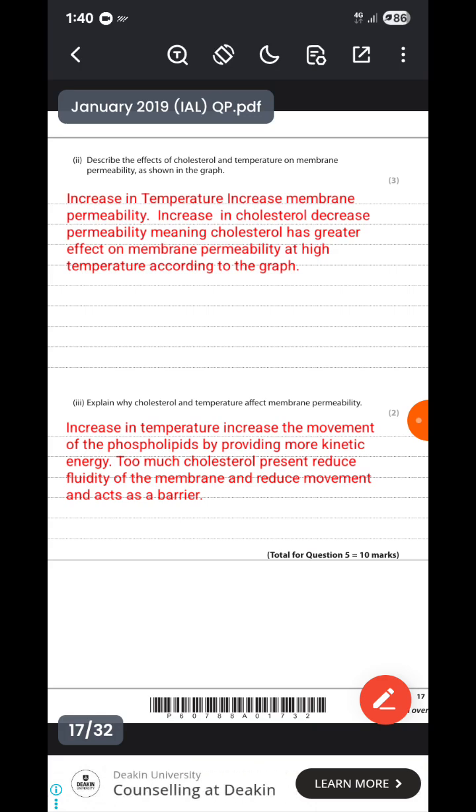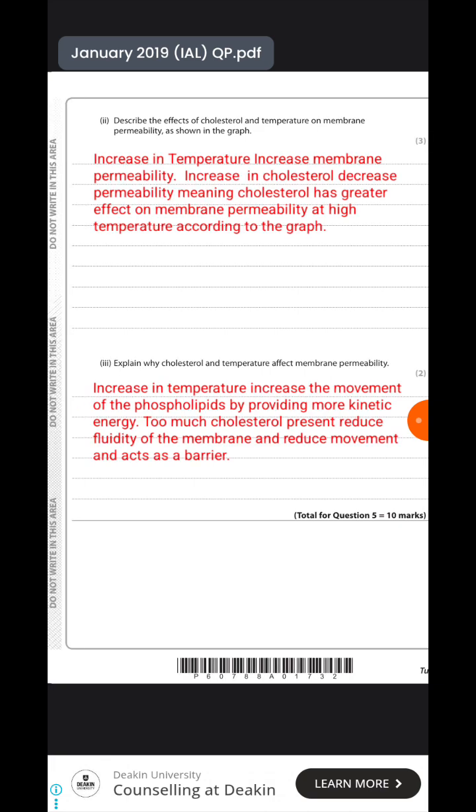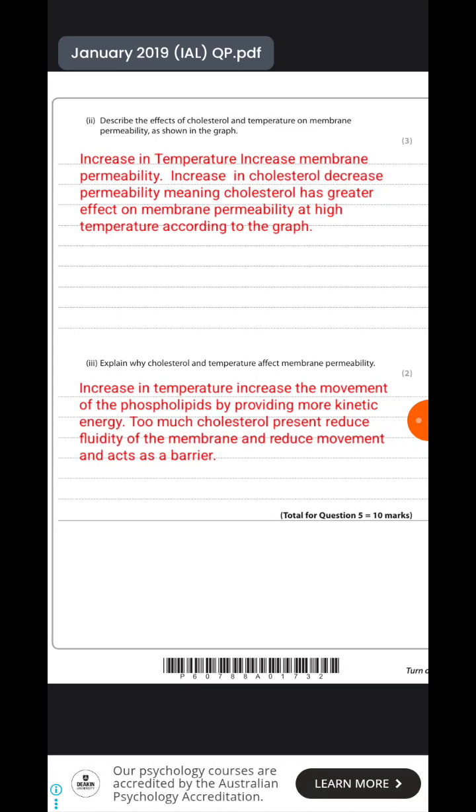Then Roman numeral 3. Explain why cholesterol and temperature affect membrane permeability. So an increase in temperature increases the movement of phospholipids by providing more kinetic energy. You must always remember, if temperature increases, it's always linked to kinetic energy. When answering questions about enzymes, it's always kinetic energy. Why does temperature increase the rate? The enzymes get more kinetic energy, so they can bind more efficiently with their substrate. If it's temperature, it's always kinetic energy. So you must remember that, because some answers are always joined together. Even though the question changes, the style in which we write the answer is always the same.